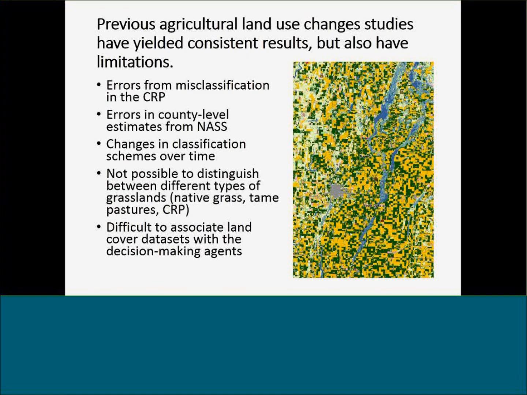The other thing is when we work with these big spatial data sets, if you look over on the right, we can see quite a bit of detail in terms of the landscape patterns, but it's actually very difficult to point to a pixel or a field in that landscape and actually connect it to the decision-making agent, which in this case would be a landowner or a farm operator.